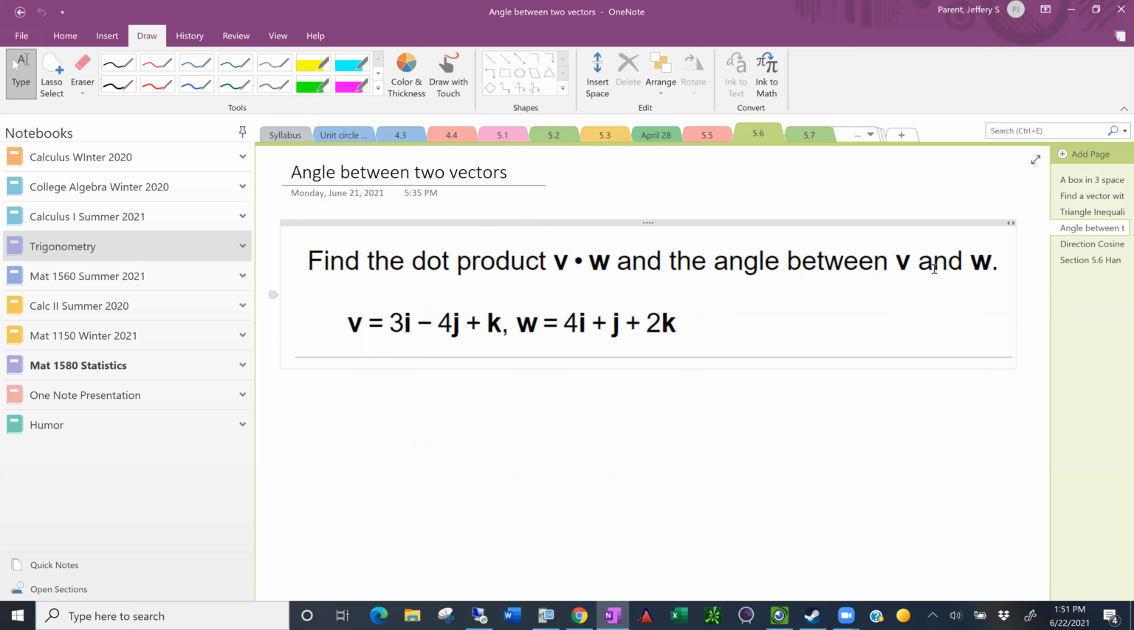So let me write these 2 vectors down. Let's see, we got V, I'm going to write it with angle brackets. So it's going to be 3, -4, and 1. And W is going to be 4, 1, and 2. And the first thing they asked us is to find the dot product. And that's kind of convenient because that's going to be part of the calculation of finding the angle between those 2.